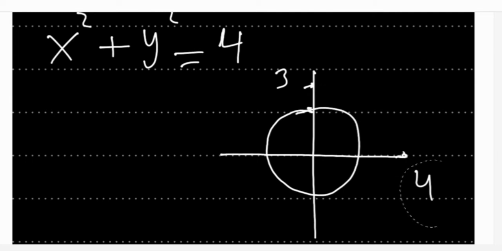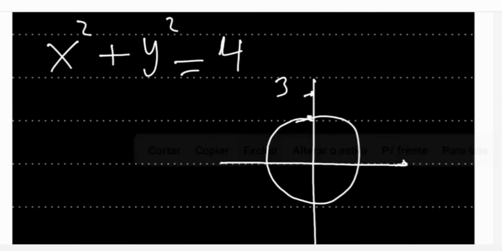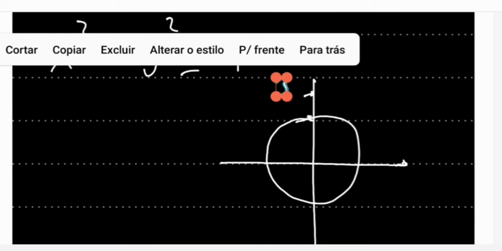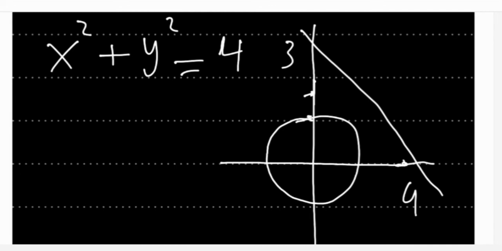I'm just going to take them out of scale so that we can show the line bigger. So it's something like this. So 4, 3. And here we have the radius 2, and then we have this distance over here.